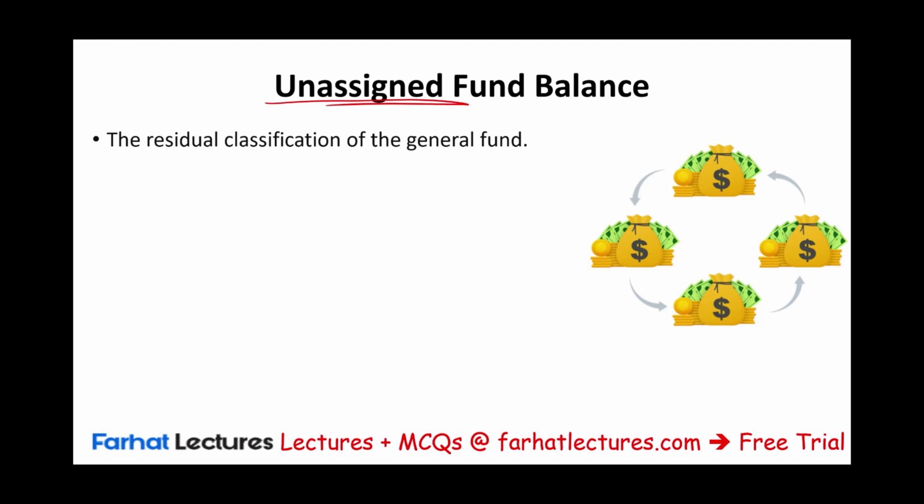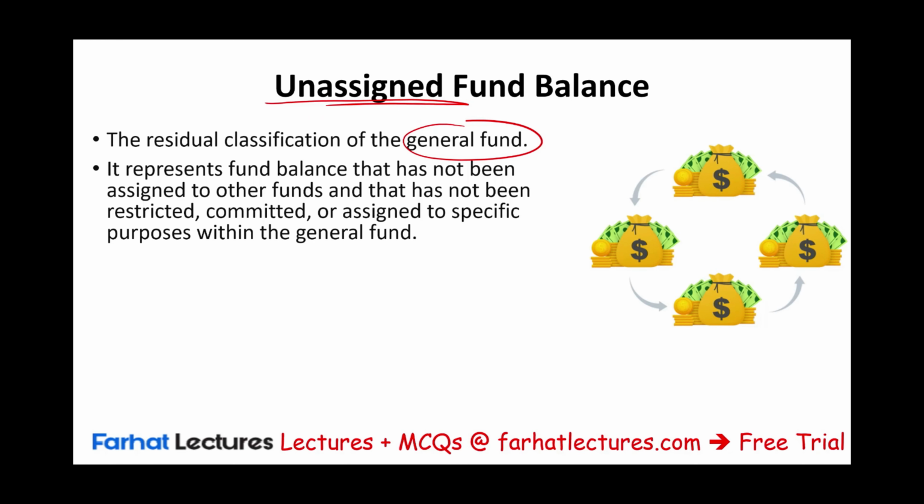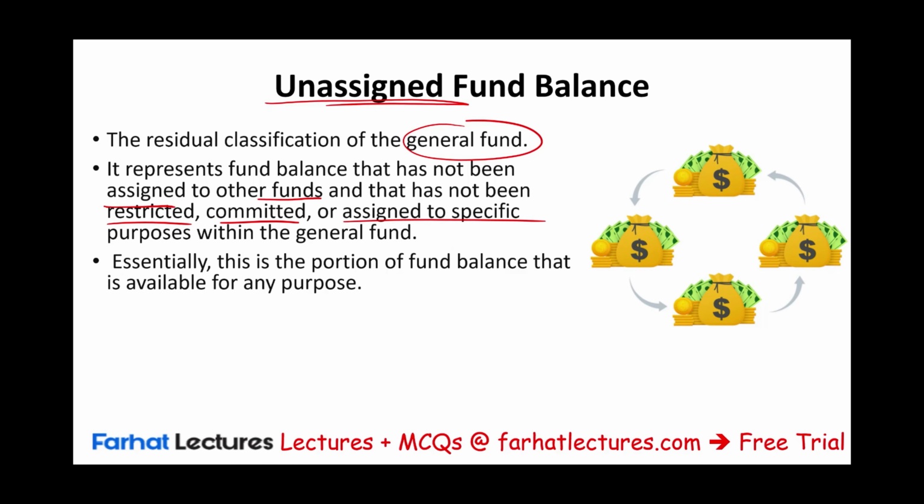Unassigned means you can do anything with it. The residual classification of the general fund. It represents fund balance that has not been assigned to other funds, that has not been restricted, committed, or assigned for a specific purpose within the general fund. So the general fund will have the unassigned fund balance. This is the portion that's available for whatever purpose we want to do. This is where the politicians love those balances because they can do whatever they want with them.